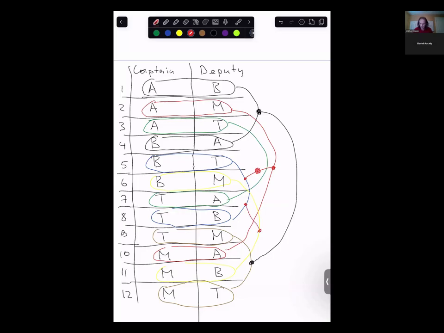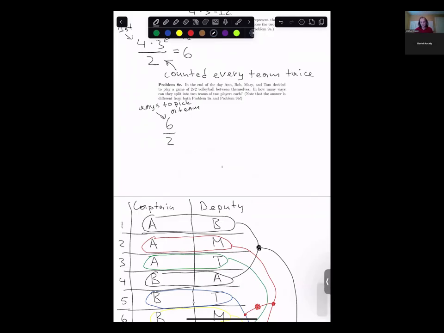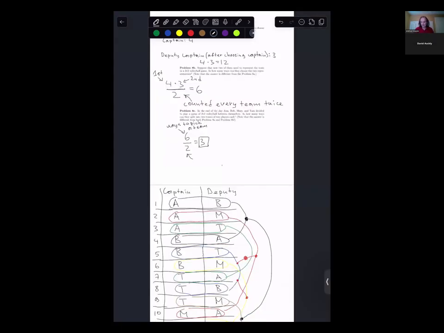So basically what I'm saying is that we have six different ways to pick a team, six ways to pick a team. But then we need to divide it by two again because the opposite team, yeah. So we still need to divide by two because of the overcounting, because of the symmetry. All right, so the answer is three, right? So that's kind of interesting here.